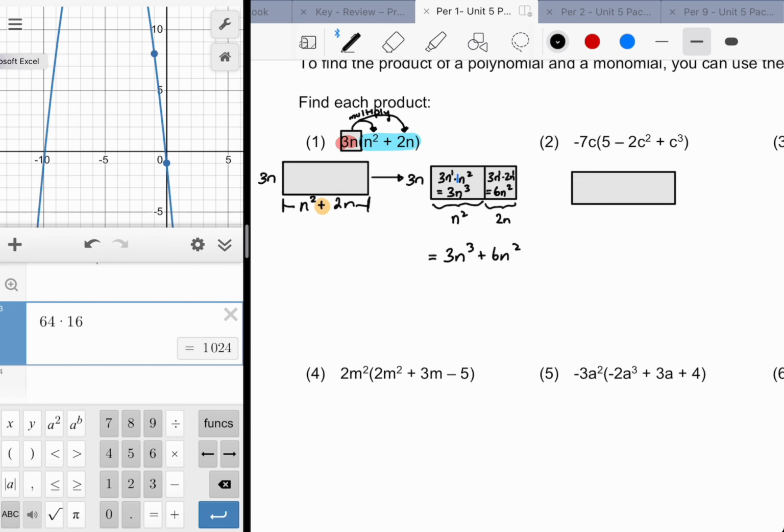Got a nice little rectangle here. One dimension is negative 7c. And you'd say, oh, you can't have a negative side for a rectangle. Your analogy is falling apart. Well, we don't know what c is. If c is negative, then that whole side would be positive and it would be perfectly fine. All right. Now, the whole length of this side here would be 5 minus 2c squared plus c cubed.